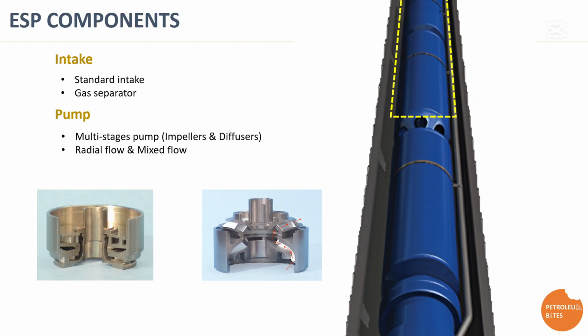ESP pump stages can also be categorized based on impeller attachment and movement. Floating stages, where impellers are not rigidly fixed but can move slightly along the shaft, reducing the mechanical wear and managing free gas more efficiently. Compression stages. The impellers are fixed securely to the shaft, offering greater durability and efficiency in a stable flow condition with minimal gas or solid interference.